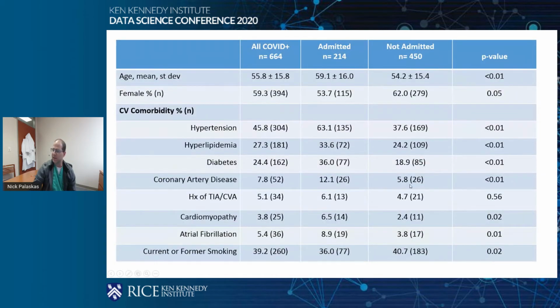And as you can see in this table, having cardiovascular comorbidities, hypertension, hyperlipidemia, diabetes, coronary artery disease, history of stroke, TIA or CVA is stroke, cardiomyopathy, AFib, all have significant p-values for the patient being more likely to be admitted. And then if you look at admission to the hospital, again, you see the same trend for these patients needing ICU care or ventilator care. I'm not showing you that data here because of the time brevity, but showing that those with cardiovascular comorbidities have worse outcomes than those without.